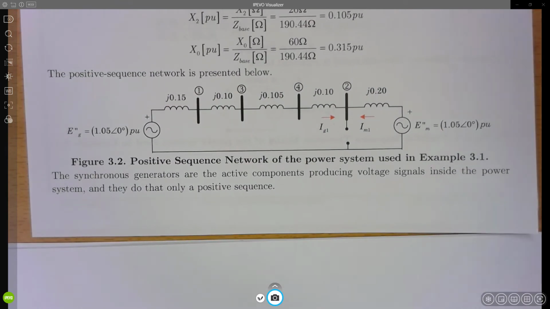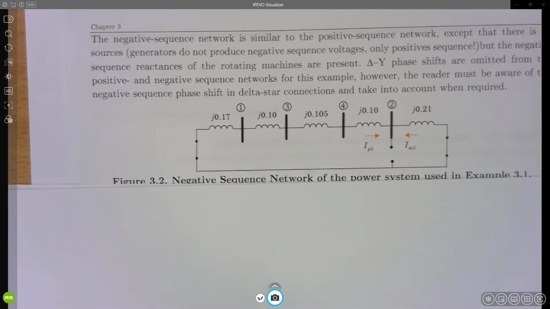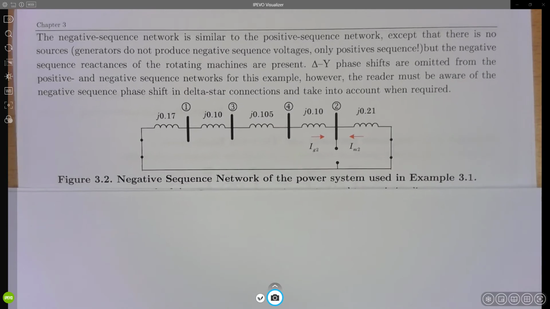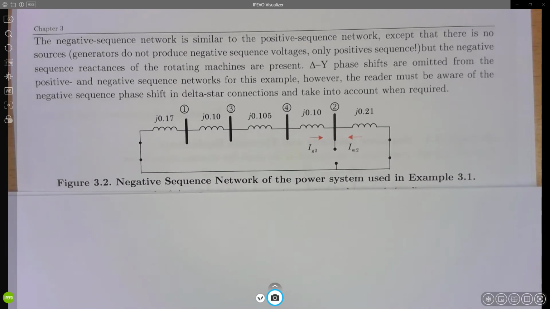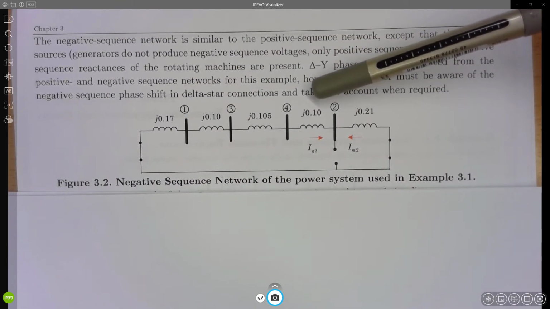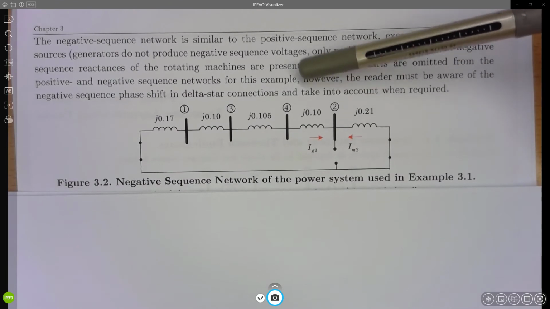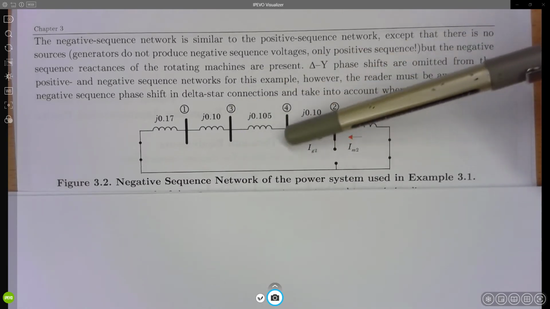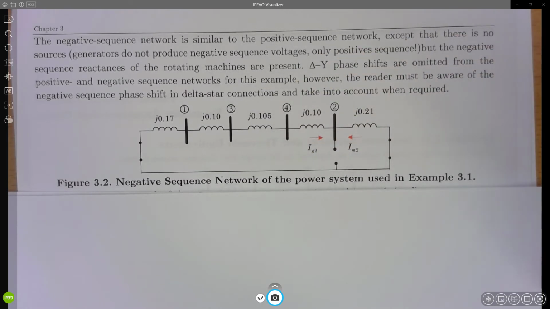Okay, now it's time to create the model for the negative sequence, okay? Negative sequence is quite simple because it's quite similar to the positive sequence, okay? They are similar because we have here the transformer, we have the other transformer, we are using the same model for positive and negative sequence. The transformer has the same model. And for the transmission line, again, the model is the same for positive and negative sequence. The transmission line has the same model.